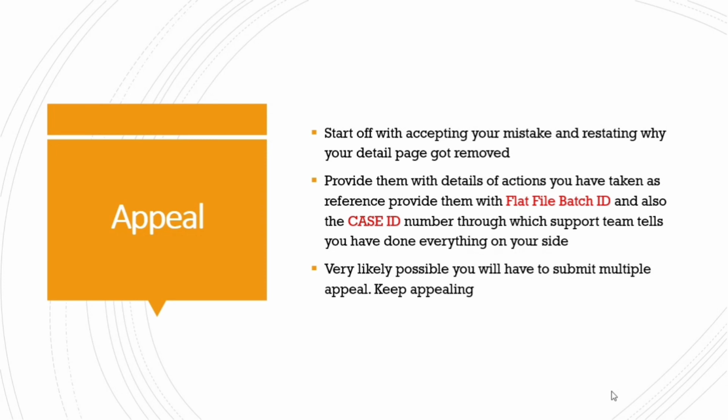You might need to open multiple cases with Amazon. Each time you can use a different case ID number when you submit a new appeal. So just one thing is important: when everything is edited on the back end, you need to open a case with Amazon, and make them say that everything is done on your side and the rest is on Amazon. In that case, they'll also say that they'll be referring to the team who can look into that matter. So the main thing is to have the support say that you have done everything on your side, and then you can use that case ID number and appeal with Amazon, and hopefully you will get your product detail page reinstated very soon.